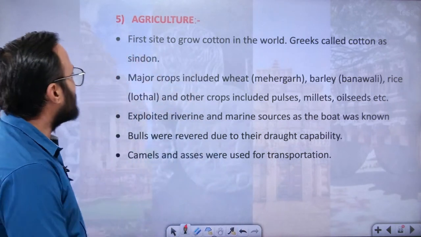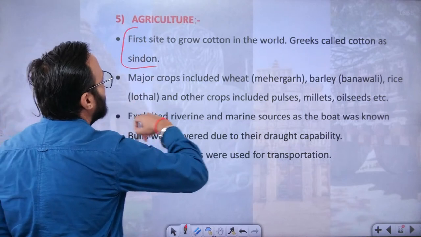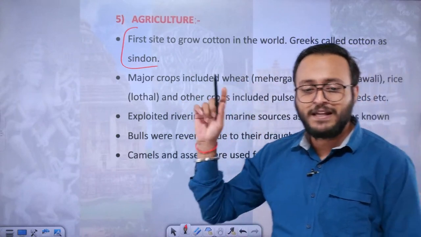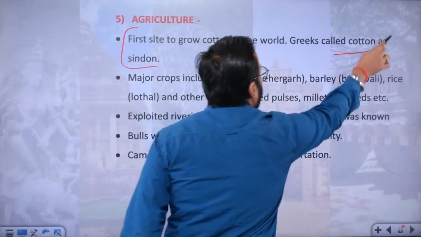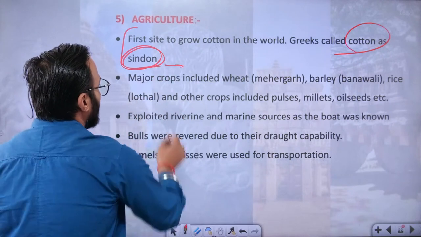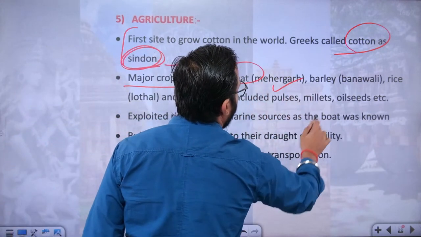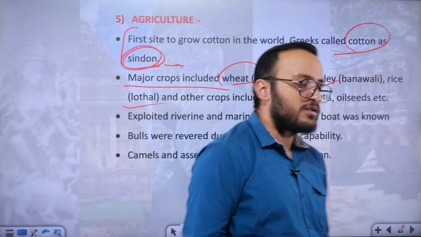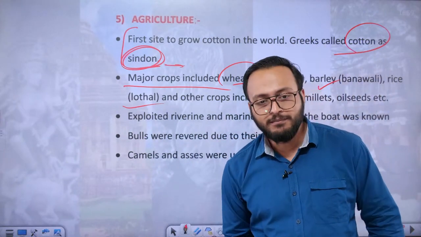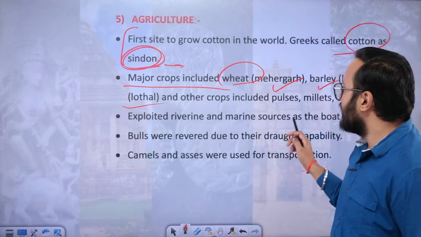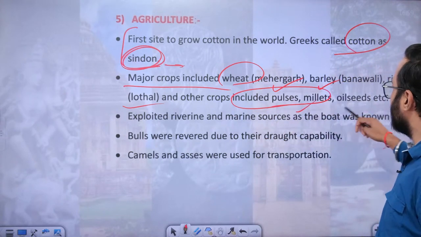talking about agriculture. Agriculture was basically important for Harappans, because Harappans had an agrarian economy, and at the same time this region was the first place to grow cotton in the entire world. Even the Greeks called cotton Sindon, which means related to Sindh. Major crops were wheat recovered from Mehrgarh, barley recovered from Banwali, rice recovered from Lothal, and rice is also obtained from a pottery at Rakhigarhi as well. Then the other crops included pulses, millets, oilseeds, etc.